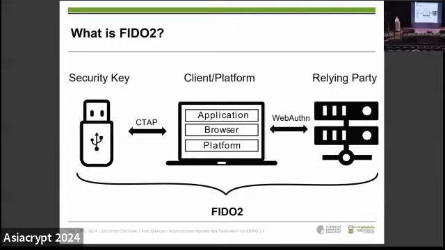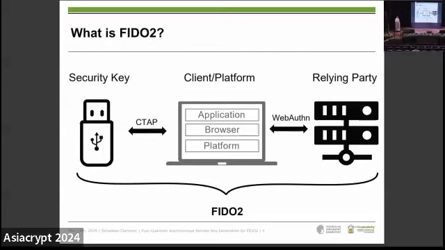In the FIDO2 standard, there are three actors. There is a security key, which is in the possession of a user trying to authenticate itself. There is a client or platform, which is the computer, for example, which the user is using to access some service. And then there is the relying party, which is the service where the user is authenticating. There are two protocols involved. There's the client to authenticator protocol, which handles the communication between the security key and the client. And there's the WebAuthn protocol, which handles the communication between the client and the relying party. Both protocols together are standardized under the FIDO2 standard.